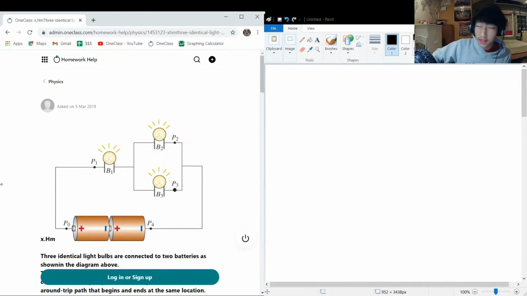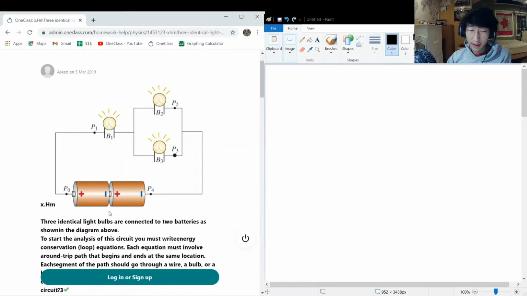Okay, so the next question on the menu today looks a little shocking, but I'm sure that we can electrify our way through this. We have 3 identical light bulbs. It's good to know that they're identical. That will probably be important later.